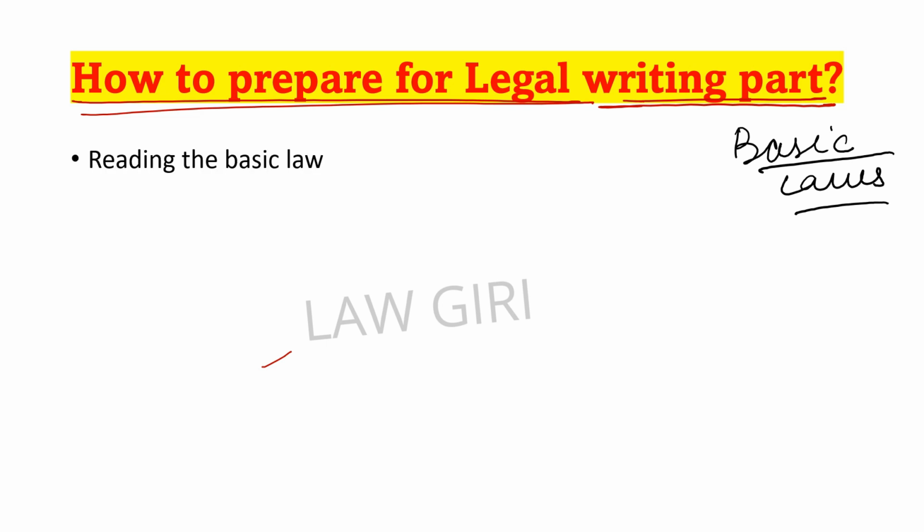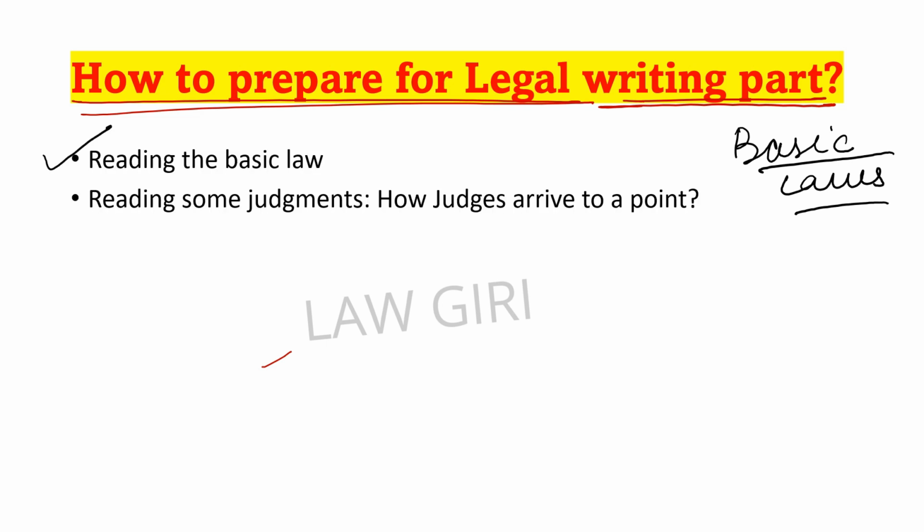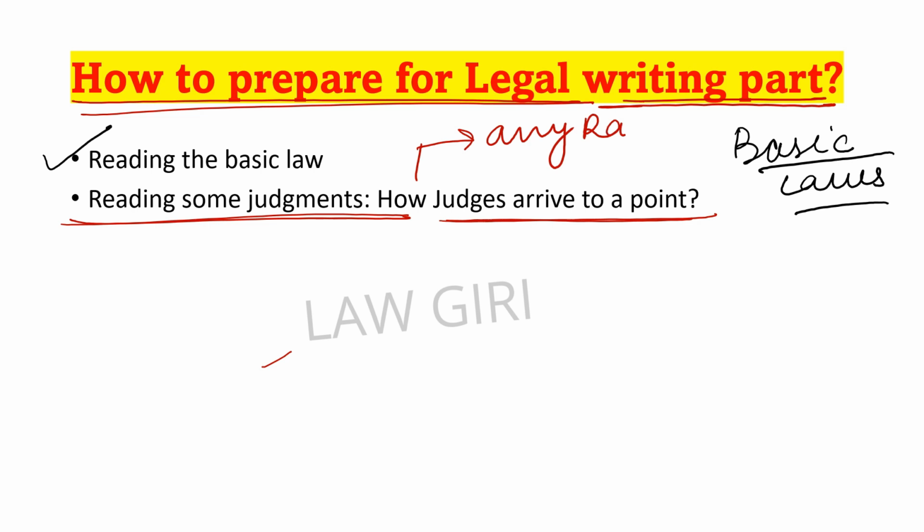We are already studying that. So this is a tick, right? Reading some important judgments, how judges arrive at a point. Now you can read any random judgments, right? So that you see how they are writing. No previous knowledge of law is required, but how do they arrive at a conclusion? You can pick up short judgments, don't go for the longer ones.